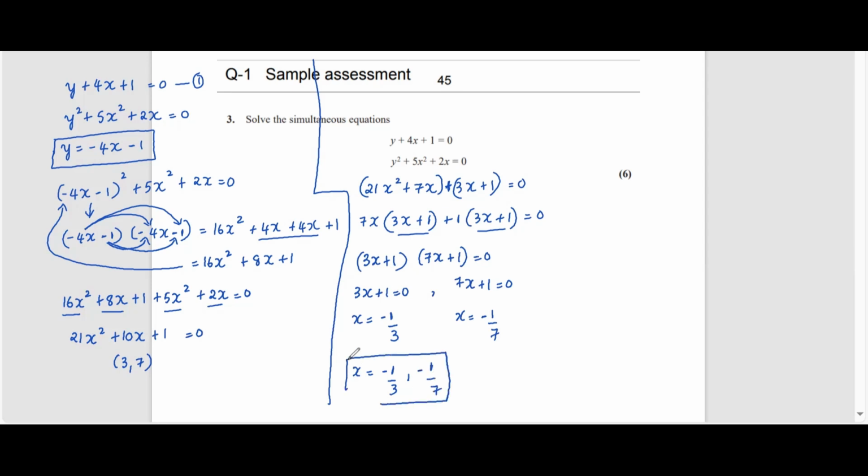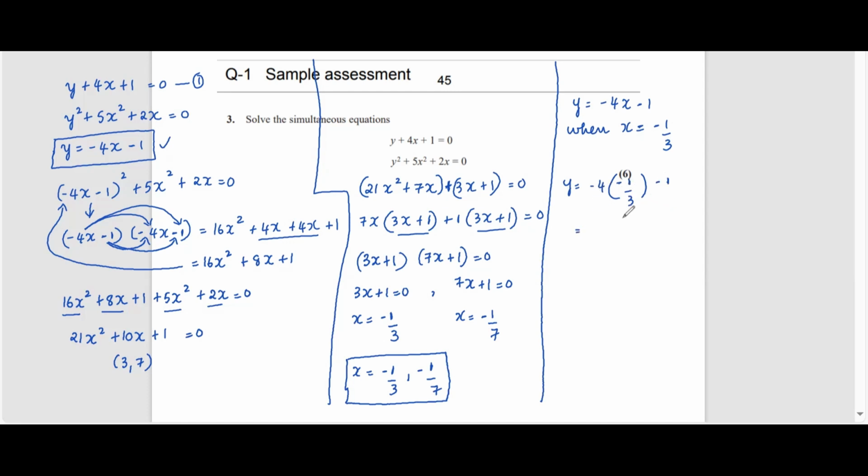Half of the question is done. We just have to find out what the y values are. To find the y values, we know y = -4x - 1. So when x = -1/3, y will be -4 times (-1/3) minus 1. Minus 4 into minus 1/3 is negative into negative, which is positive.